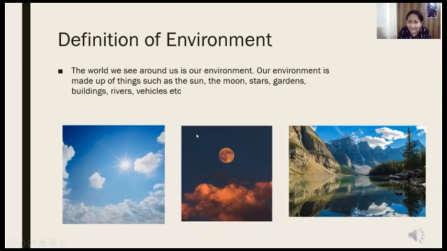Below you can see some pictures. First one: clear sky, white clouds, bright sun. That is environment. Okay, these all are part of the environment. Next one, you can see a moon and night sky, that also. Third picture also: river, mountains, trees, white clouds, sky. So all these things are our environment. Okay.